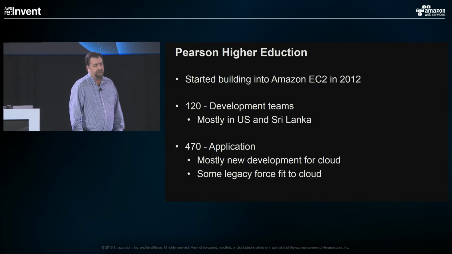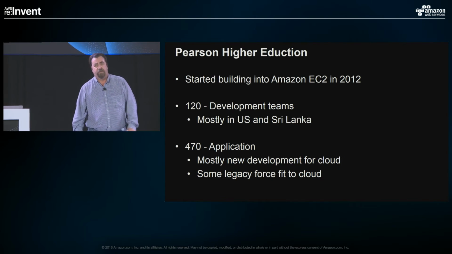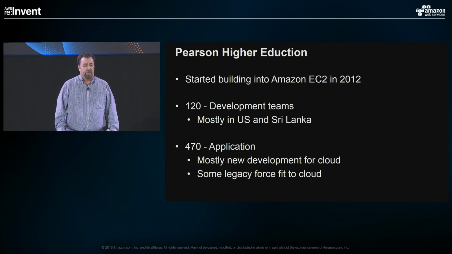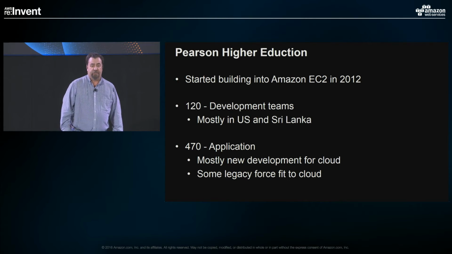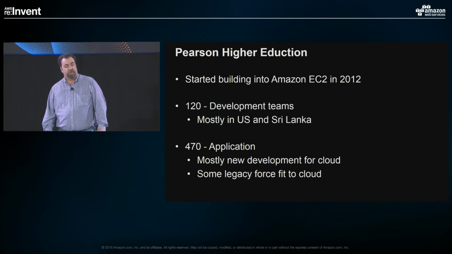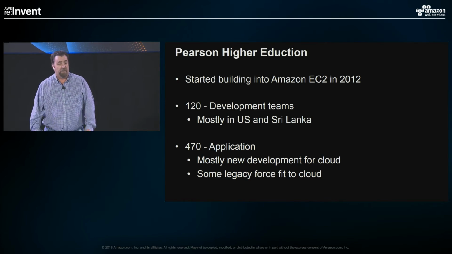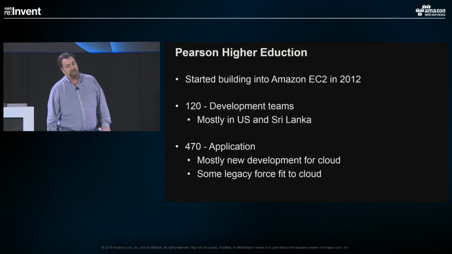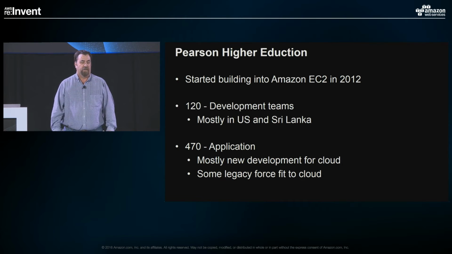So Pearson started building into the Amazon EC2 in 2012. Currently, we have about 120 development teams. These are in the US and in Sri Lanka. Of that, there's 470 applications. Most of these are development applications on Linux instances, run in Java, APIs. And then we have some that are legacy applications that we've force-fitted into the cloud where we could. As you can believe, this can lead to a large and growing AWS footprint.